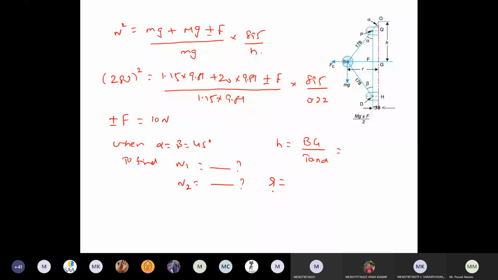Can anyone answer? R is equal to, again, I can write it as BF plus FG. What is BF now? Dear students, can anyone answer? BF by BP, not BG, is equal to sin alpha. From this, BF is equal to BP into sin alpha plus FG. From this diagram, BF by BP is sin alpha, so BF is equal to BP into sin alpha.